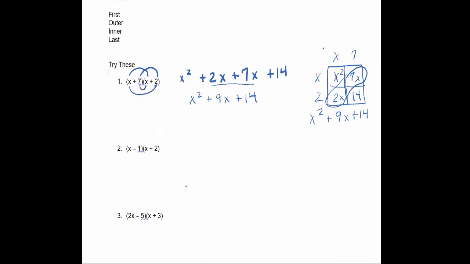All right, x minus 1 and x plus 2. We're going to use the FOIL method. X times x is x squared. X times 2 is 2x. The inside, negative 1 times x is negative 1x. And negative 1 times 2 for the last term in each parenthesis. Combine your like terms. 2x minus 1x is 1x.